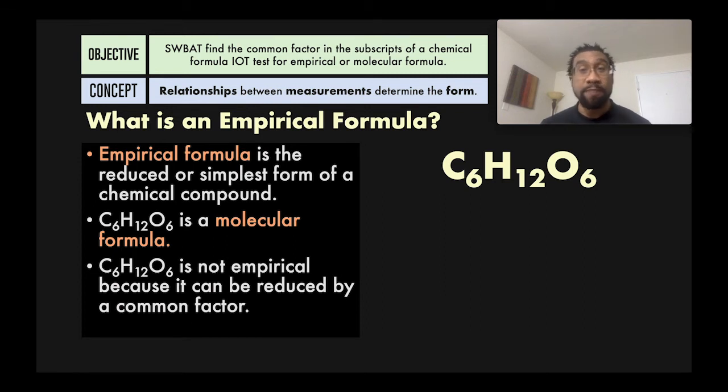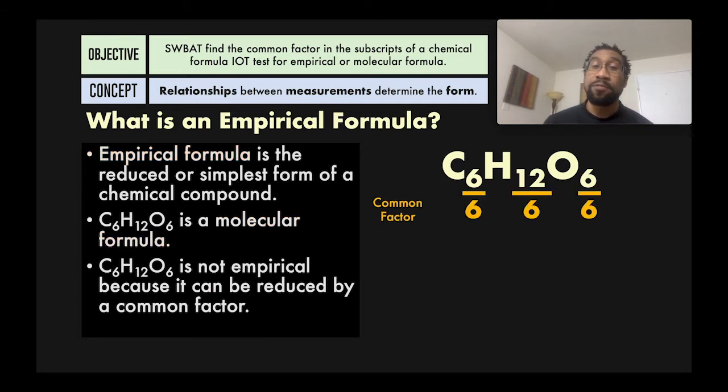So if you look to the right, you're going to see C6H12O6 in yellow, and we're going to just look at this really quickly. So what is a common factor between 6, 12, and 6? Those are the subscripts of this chemical formula. Well, this leads us to 6. 6 is divisible by 6. 12 is divisible by 6, and 6 is divisible by 6. So they have a common factor of 6.